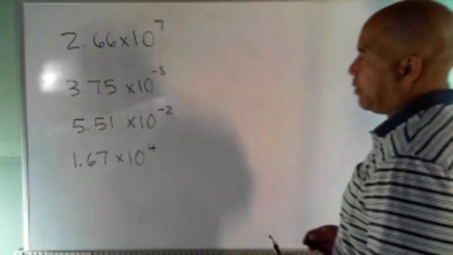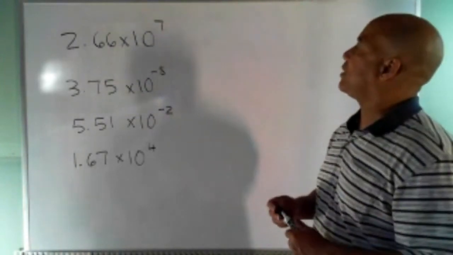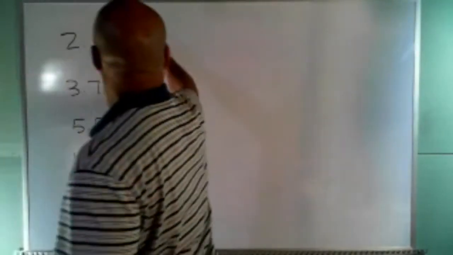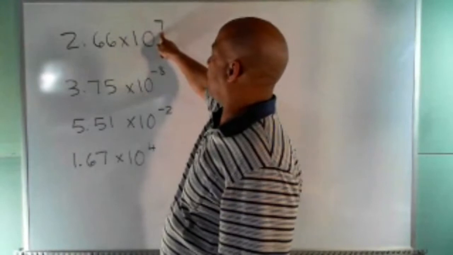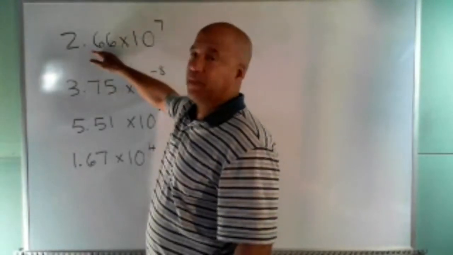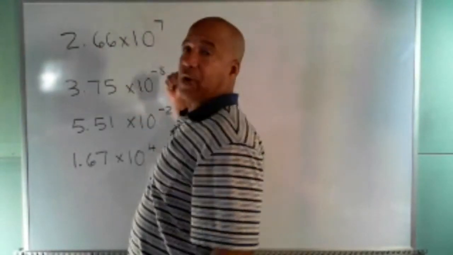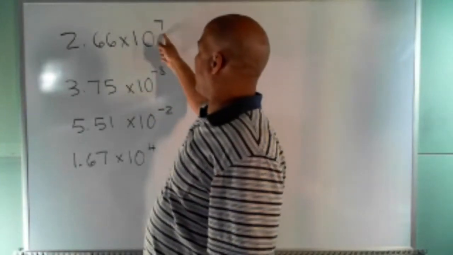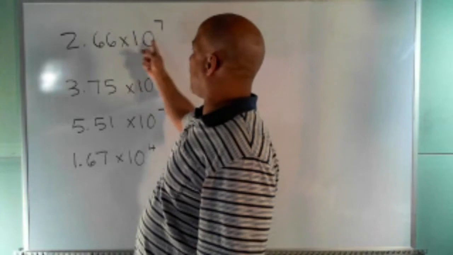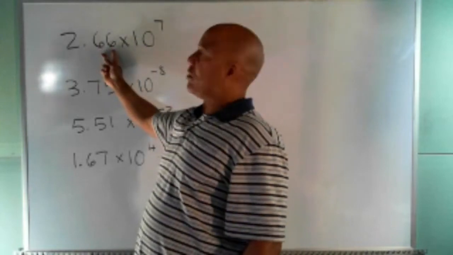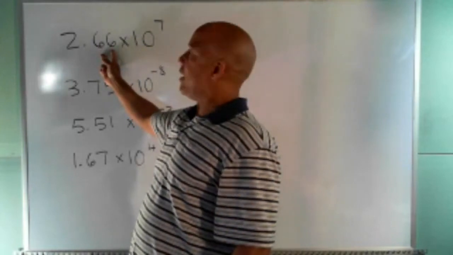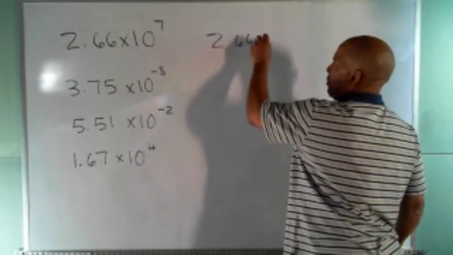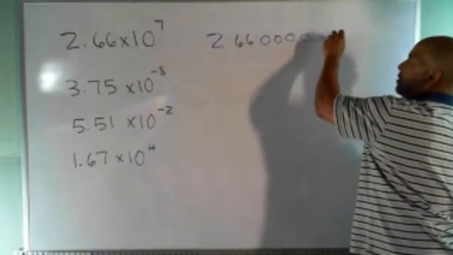I don't know how you guys do this kind of stuff, but what I do is I just look at this number right here. First I know that since that's positive, this number has to be bigger than one, so I have to move the decimal point to the right. That's pretty easy. But then I know I have to move it 7 times, and I already have 2 places right here. So to get to 7, I have to add 5 more places, 5 zeros. So I'll just put this down like that. Here's a 2, and then 1, 2, 3, 4, 5 zeros.